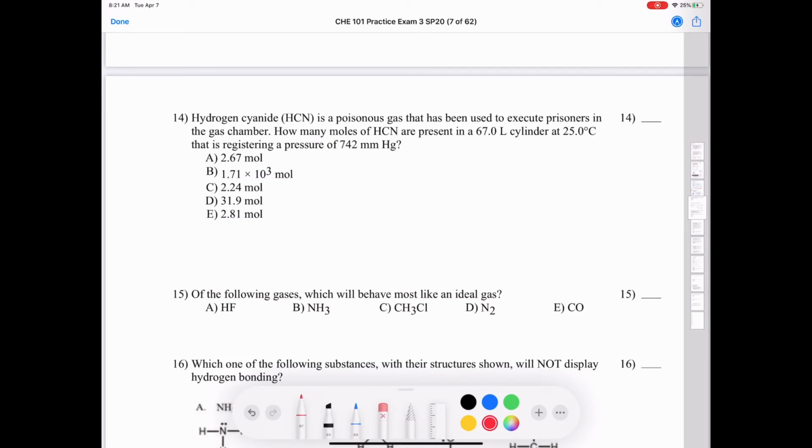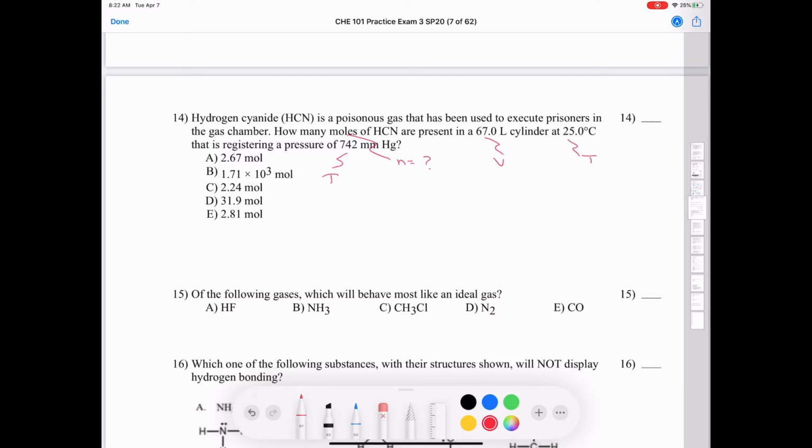Hydrogen cyanide is a poisonous gas that has been used to execute prisoners in the gas chamber. How many moles of hydrogen cyanide are present in a 67.0 liter cylinder at 25 degrees Celsius that is registering a pressure of 742 millimeters of mercury? So we're looking for the number of moles, and the variable that we use for that is n. We've already been given the volume, we've been given the temperature, and we're given the pressure.